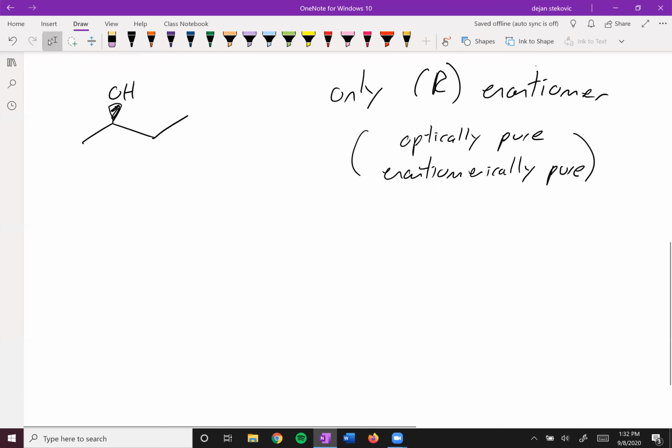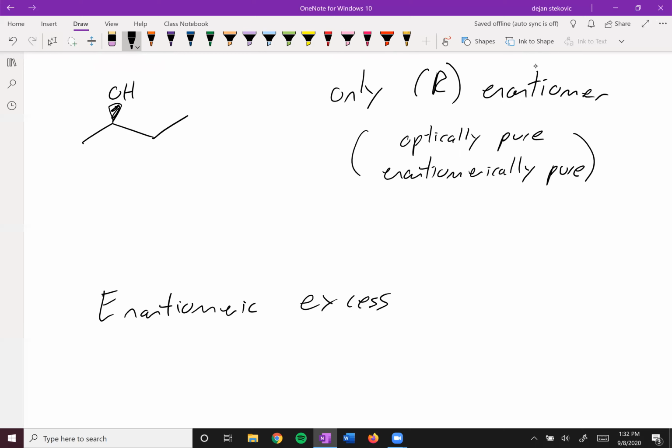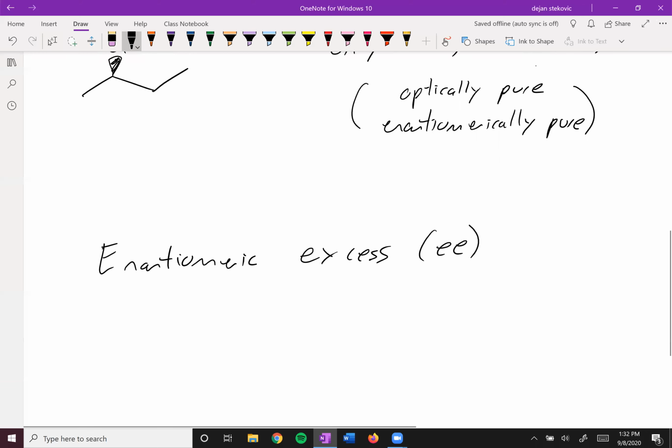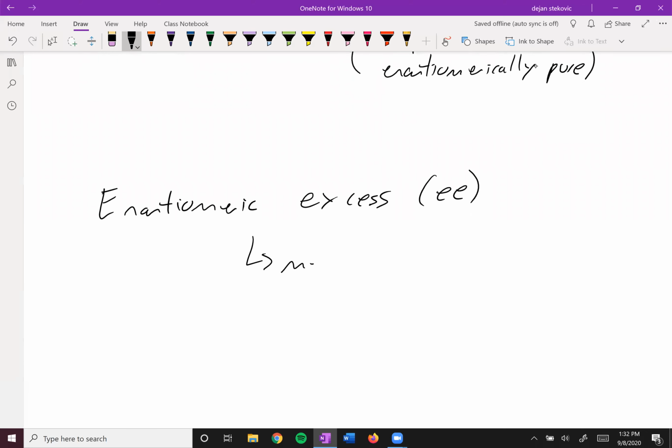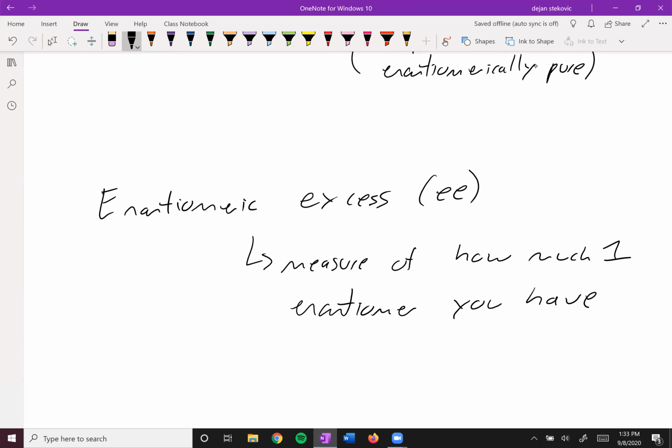Another measure: what if you have a mixture but you have more of one than the other? We call this an enantiomeric excess. And it gets the symbol EE. And it's a measure of how much of one enantiomer you have versus the other.